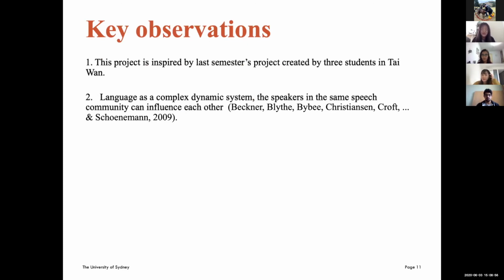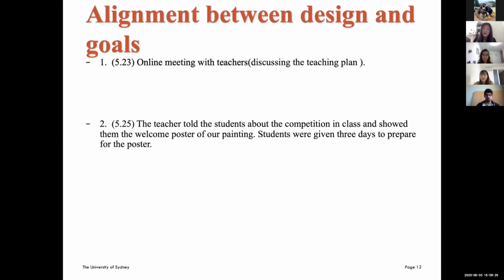And the second is about language as a complex dynamic system. The speakers in the same speech community can influence each other through teamwork and the teacher's guiding. Students can interact with each other and form their own opinions, and then these opinions will affect their behaviors. Next. Thank you. Alignment between design and goals.